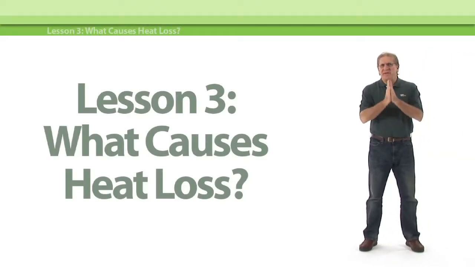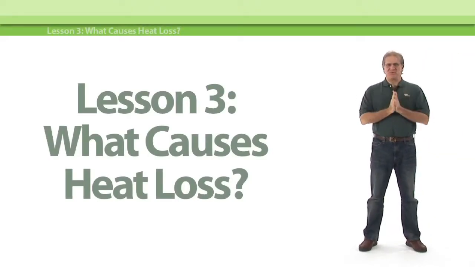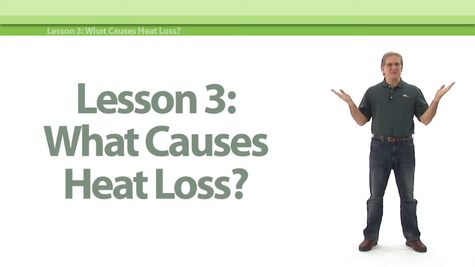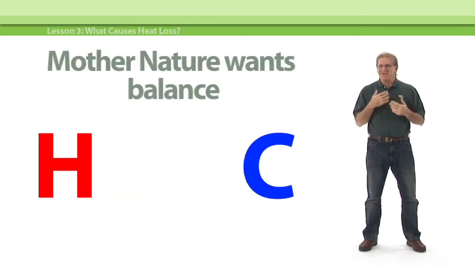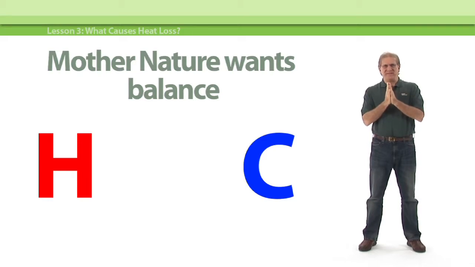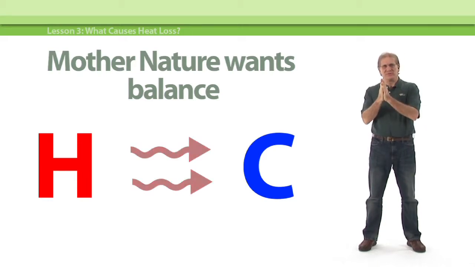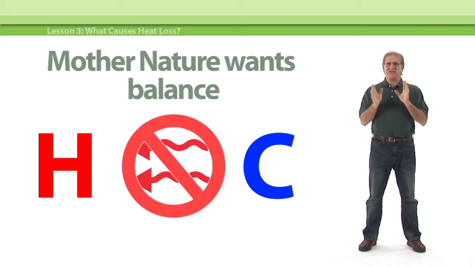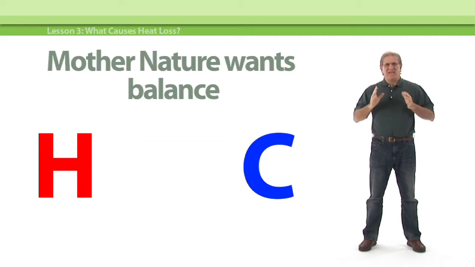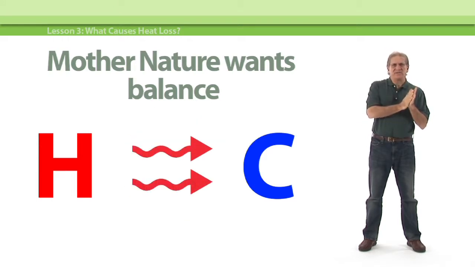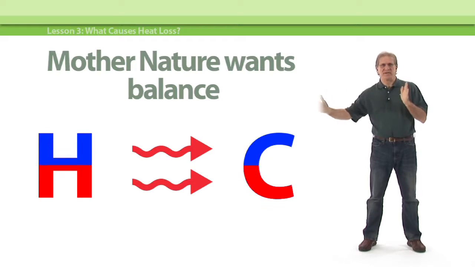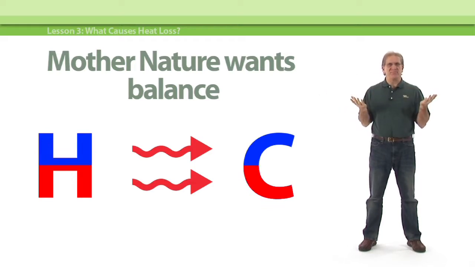Now, to begin with, we have to ask ourselves a very simple question. Why does a structure lose heat in the first place? Well, understand this. It's the nature of heat that heat goes to cold. Cold doesn't go to heat. Mother Nature really loves balance. Heat's going to flow from one object to another colder object until both objects are the same temperature.